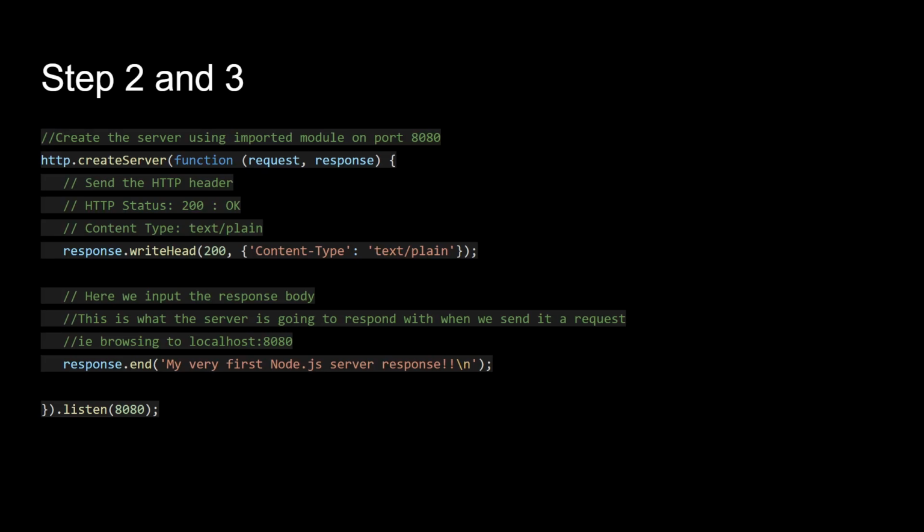Secondly, we need to create the server. So we're going to use the http.createServer method, and it's basically just going to handle what we need to do in this tutorial. So firstly, we need to decide what response we're going to send, what type it's going to be. It's just going to be plain text. If it's got a code of 200, then it means it's okay. Then thirdly, we're just going to give the actual body of the response, which is going to be my very first Node.js server response. Plain text, simple as that, and we're going to be listening on port 8080.